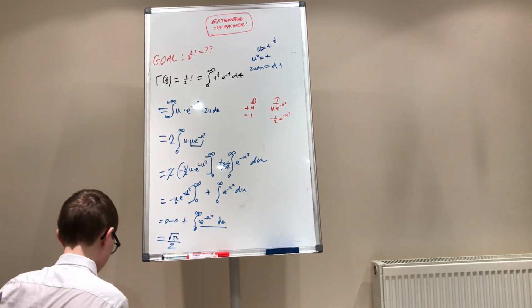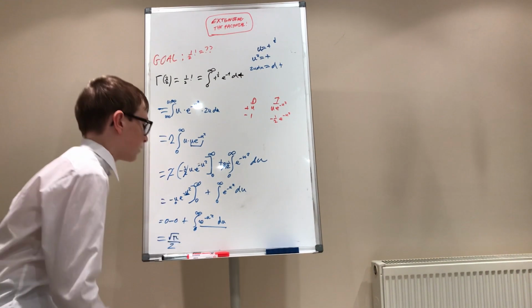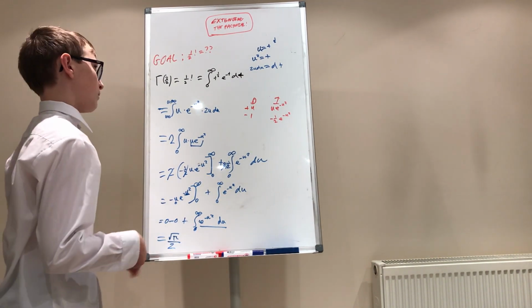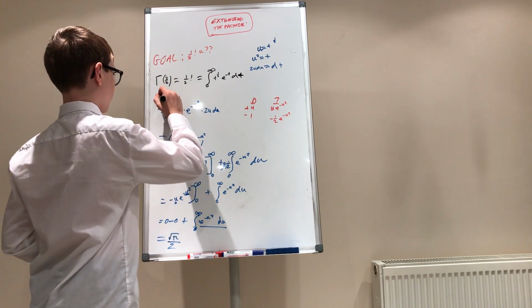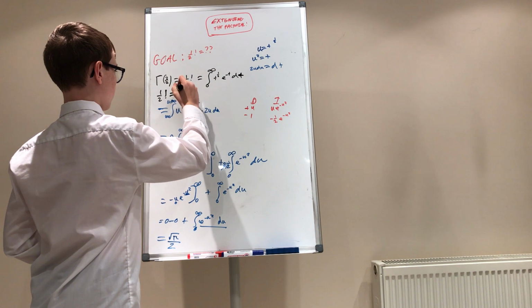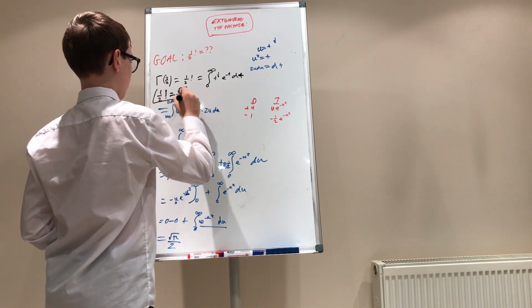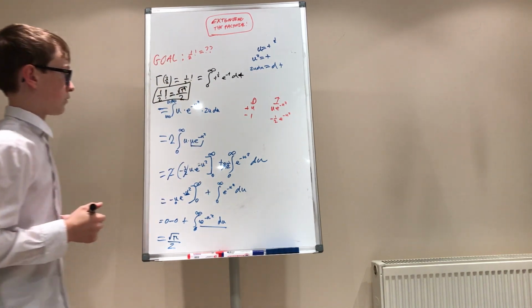And so, that's tiring. Okay. Basically, 1/2 factorial equals square root of pi divided by 2.